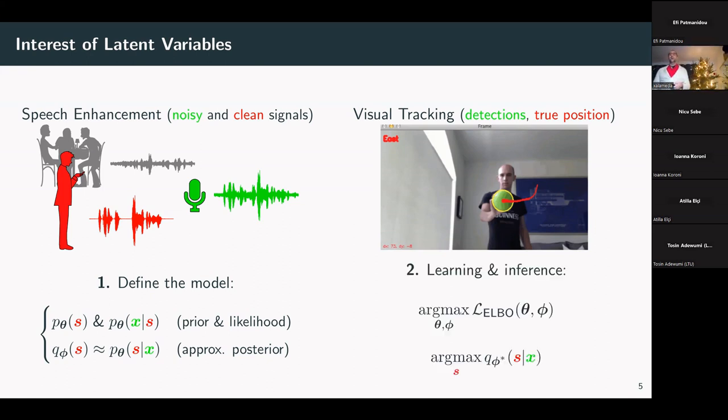And then the second part is doing learning and inference. The learning is usually achieved by maximizing what is called the evidence lower bound. And once you have done that, you take the approximation of the posterior distribution, and you can try to find the most likely value of the latent variable given a new observation. We usually refer to that as the inference step.